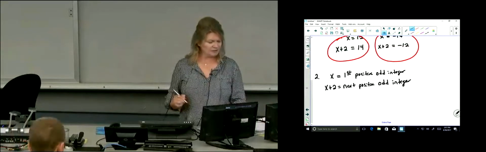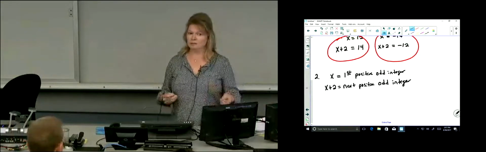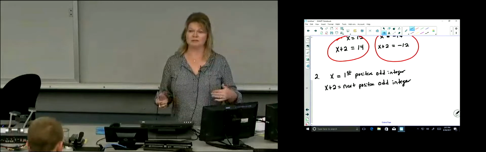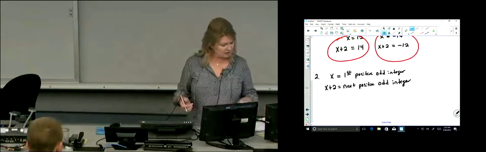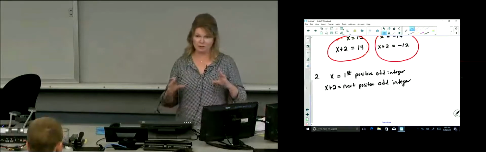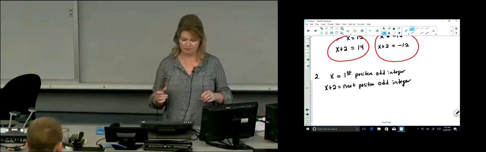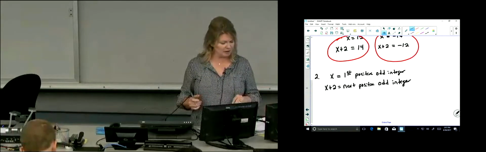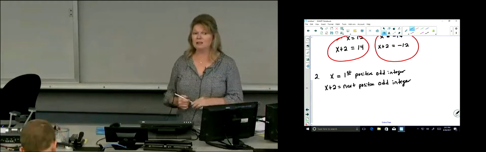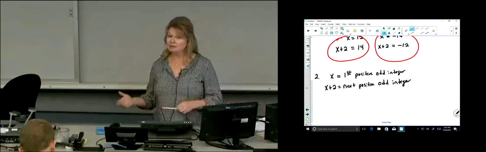So it says the difference of. So what am I going to be doing when it uses the word difference? Subtracting. And I'm going to subtract the squares, so I want to square each of those. Now, it says that my answer, the difference of the squares of the 2 positive consecutive odd integers is 32. Notice 32 is a positive number.